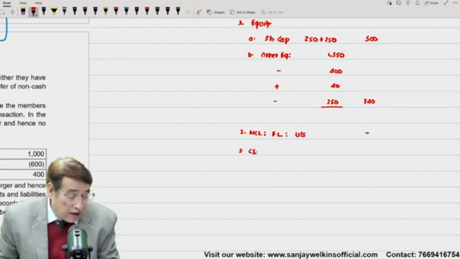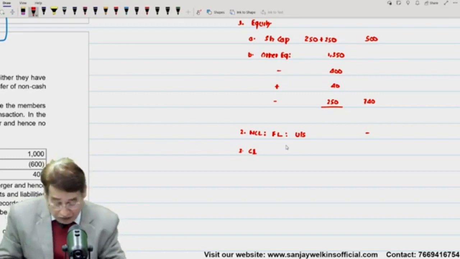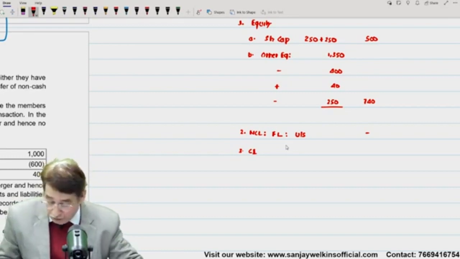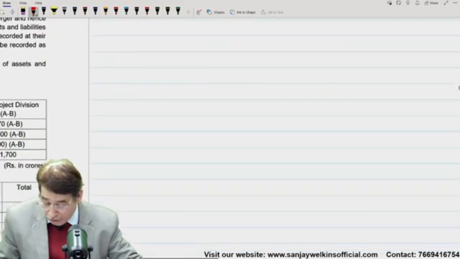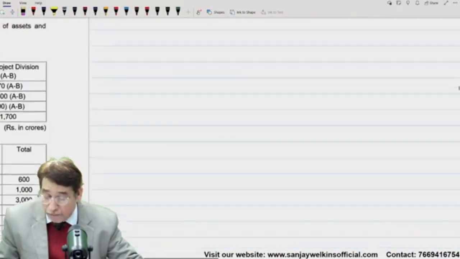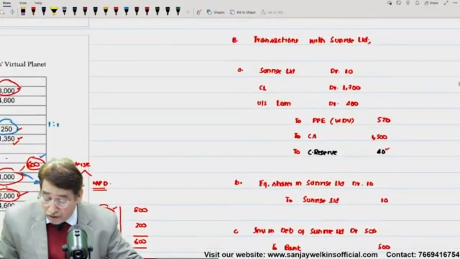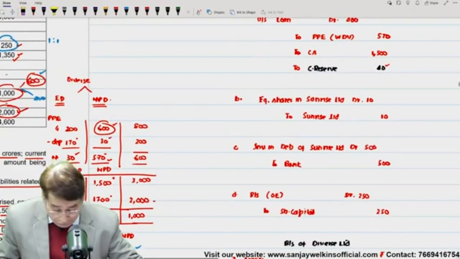As far as current liability is concerned, it seems the figure is lost to me. So I will have to look into the question once again to recap what was the figure of current liability. This is the problem only. Sometimes, because such a long question is there, you tend to forget the amount. Just wait.